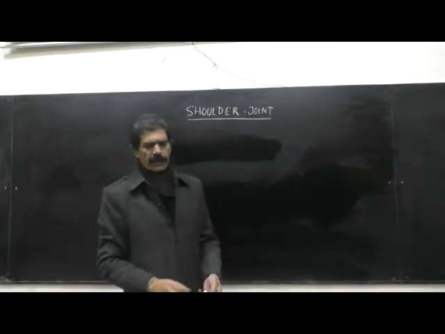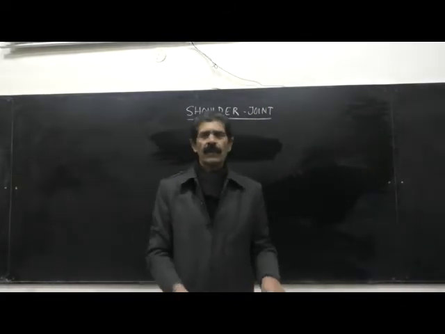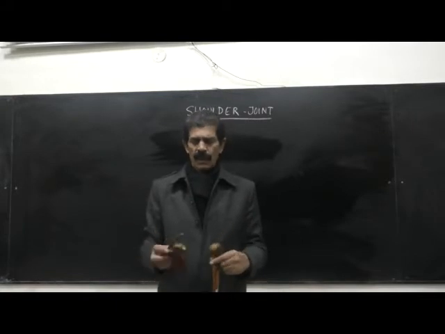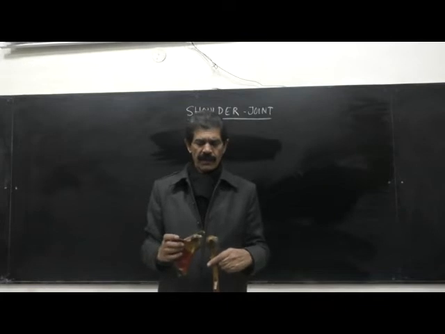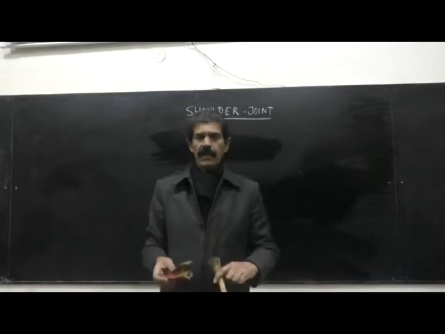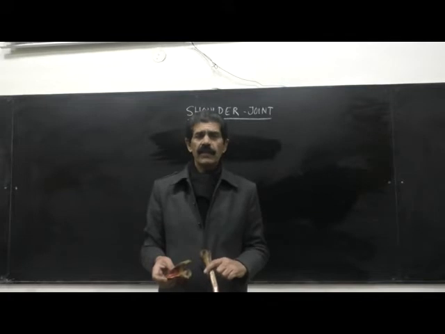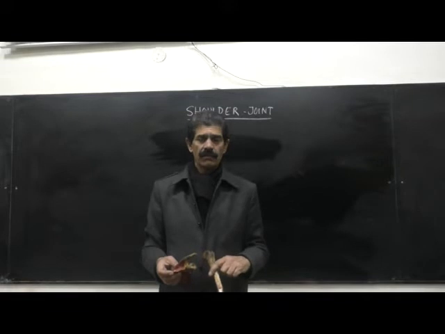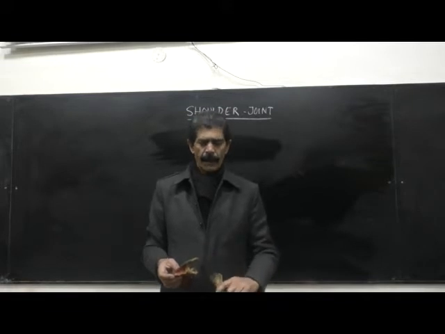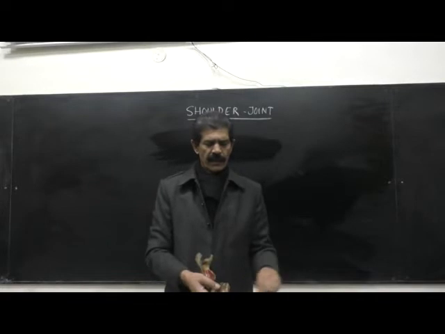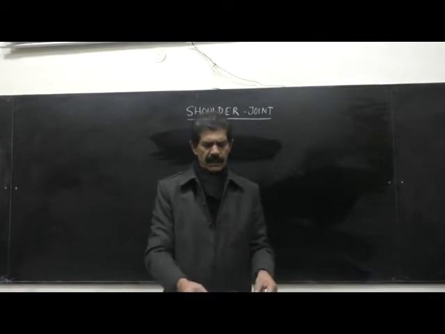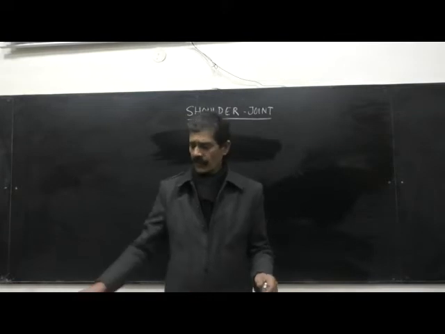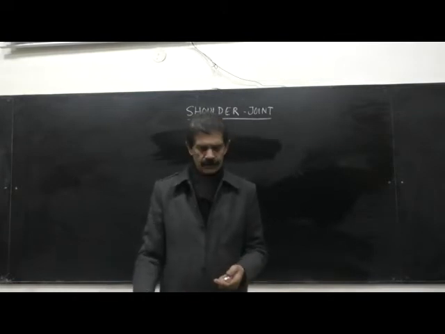The shoulder joint of the upper limb is a ball and socket joint, and it is the synovial variety of the joint, and it is a multi-axial joint, so we can rotate the arm in any direction. So that is the specialty of this joint, that the movements are of very wide range as compared to the hip joint.